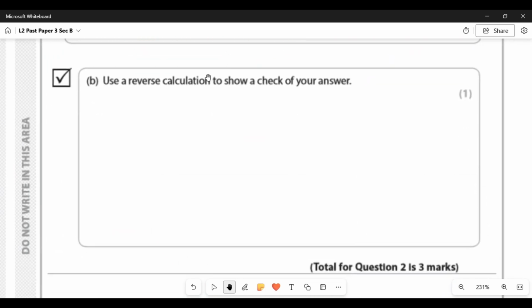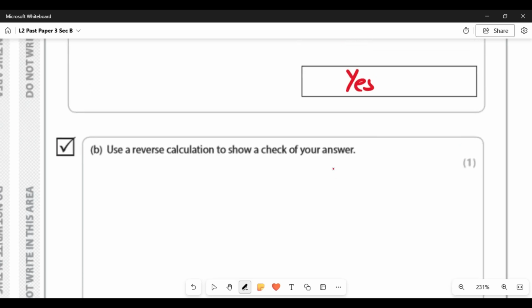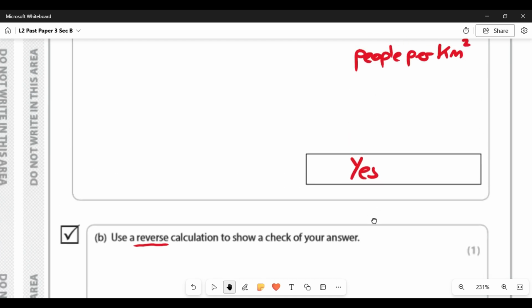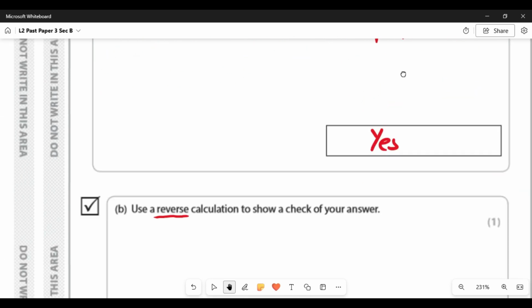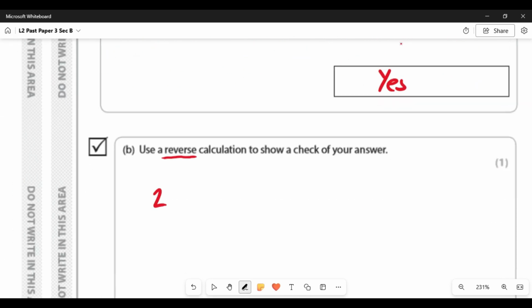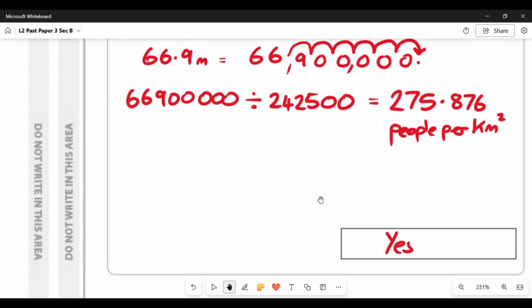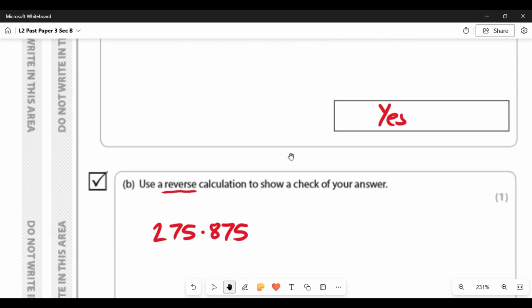And then it says for part B, use the reverse calculation to show check of your answer. Because it says this, you have to work backwards. So I'll have to start with my answer, 275.875, and I did round it as well. I'm going to have to use my rounded answer. And working backwards, I will have to multiply by this number here, 242,500.